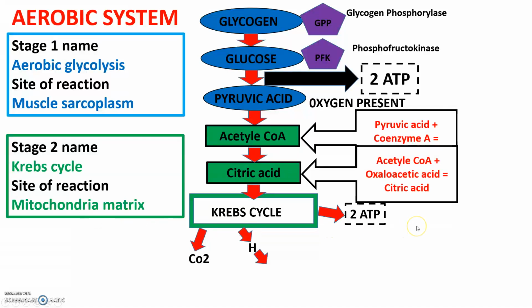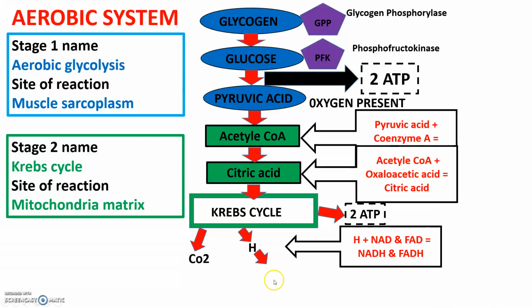production. So what happens now is the hydrogen atoms are carried through the electron transport chain via NAD and FAD. So you have hydrogen plus NAD and FAD, then we get NADH and FADH. We're going to go through this in a bit more detail in the lesson. I just want you to get the step-by-step process, okay?